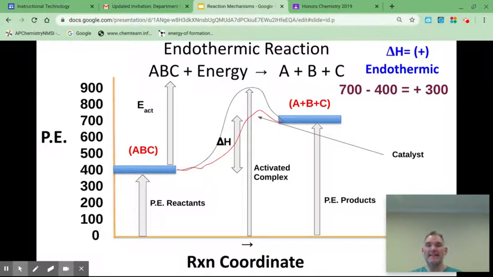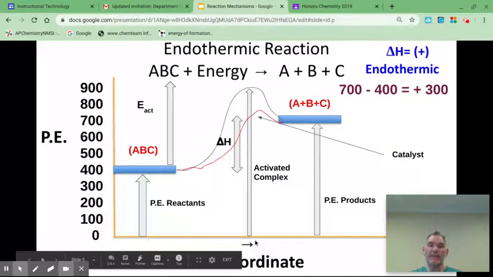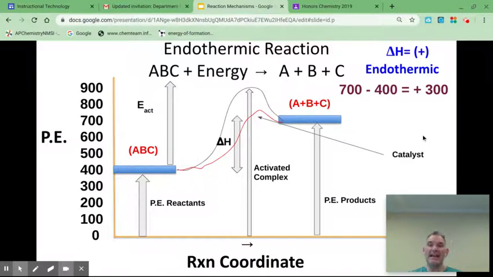Last but not least, as I mentioned, sometimes they're going to ask you about the reverse reaction. Well, right now the reaction is going this way. So that's the reactants and that's the products. Sometimes they might ask you for the activation energy for the reverse reaction. Well, now I'm going this way. So my activation energy would be from here to here. In this case, it would be 200. So again, not a hard concept, but if you're not careful, you can make silly mistakes.